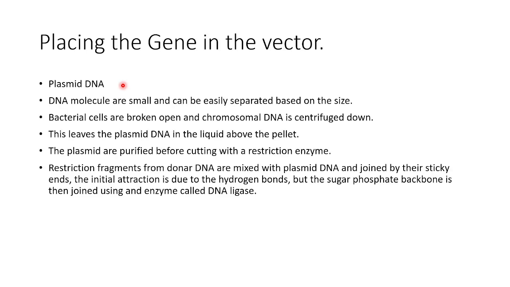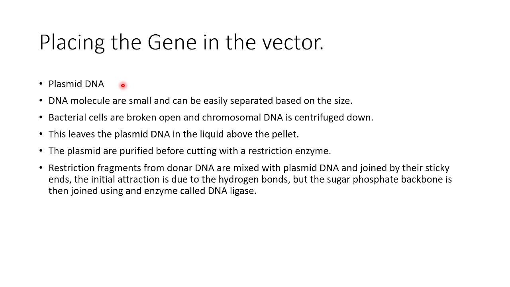Now we have to place the gene in the vector. So we have our plasmid DNA. Now the DNA molecules are basically small, and these are separated based on their size. What we do is break open these bacterial cells, and the chromosomal DNA is then centrifuged down, leaving your plasmid DNA in the liquid above the pellet. Now these plasmids are purified before cutting with a restriction enzyme. So first you purify it, and then you undergo restriction digestion. We call this process restriction digestion, where you're cutting with particular restriction enzymes.